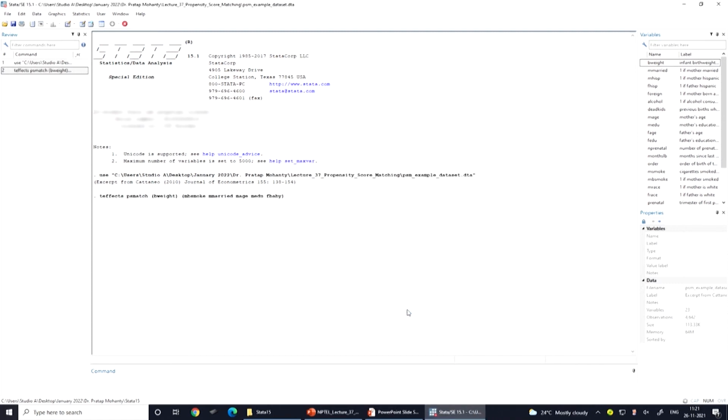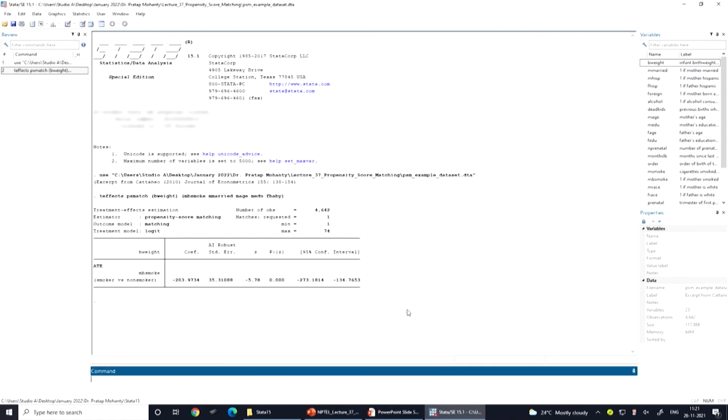So, we get the result on the screen. This is going to give us a couple of interesting interpretations. The birth weight of the baby is what we wanted to find out. Our treatment is whether smoking during pregnancy has impacted the baby's weight or not. We can see here that it is actually impacting negatively.